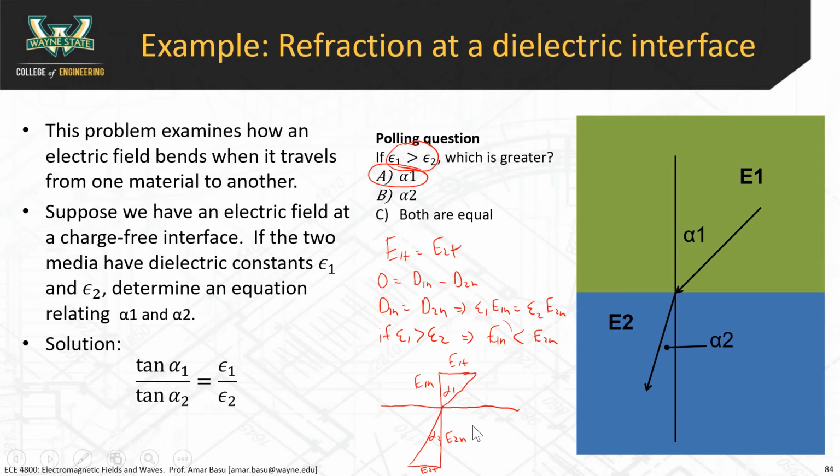The tangent of alpha 1 is equal to E1t over E1n. The tangent of alpha 2 is equal to E2t over E2n. In the ratio of the two, the E1t and the E2t cancel because they're equal to each other. So tangent of alpha 1 over tangent of alpha 2 is equal to E2n over E1n. And this turns out to be equal to epsilon 1 over epsilon 2, because of the second relationship here.